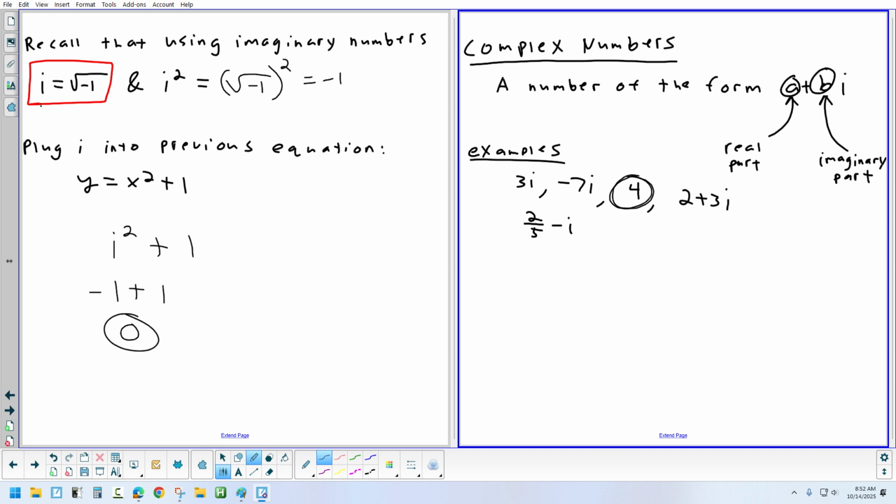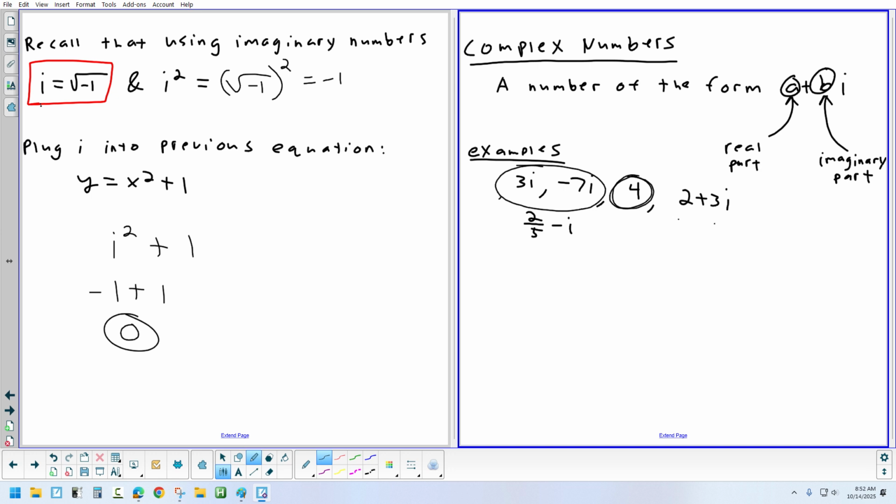And then these two are kind of the opposite. There's no real part. 3i and then minus 7i. Those are what we call pure imaginary numbers. They have no real part to them. If you want to think of the real part, it's 0 plus 3i. There's no real part. And then the last two examples have both a real and an imaginary part.